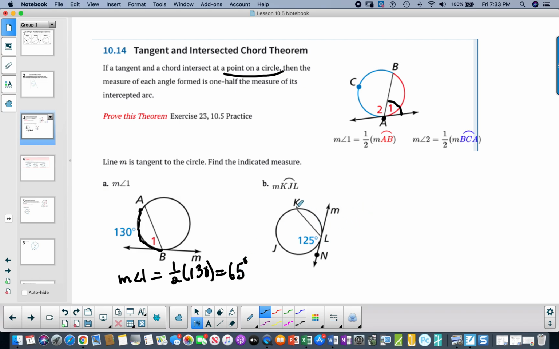In this case, we are being asked to find the arc, and we are given the angle. We can still use the formula. The angle is 1/2 of the intercepted arc, and we don't know what that intercepted arc is, so I'll just write it out. And then to get the arc by itself, I'll multiply each side by 2, and so that arc will be 250 degrees.